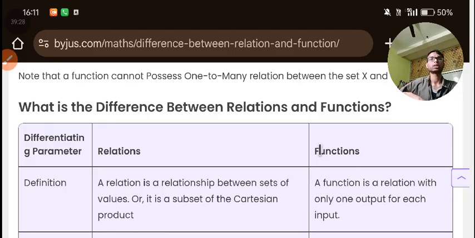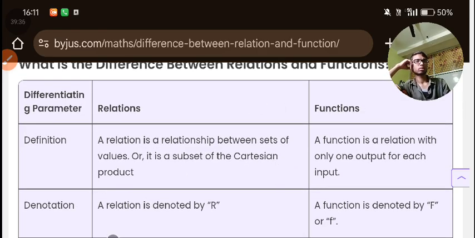What is the difference between relation and function? This is what we want to know. So, the differentiating parameters for relations and functions. A relation is a relationship between sets of values, or it is a subset of the Cartesian product.